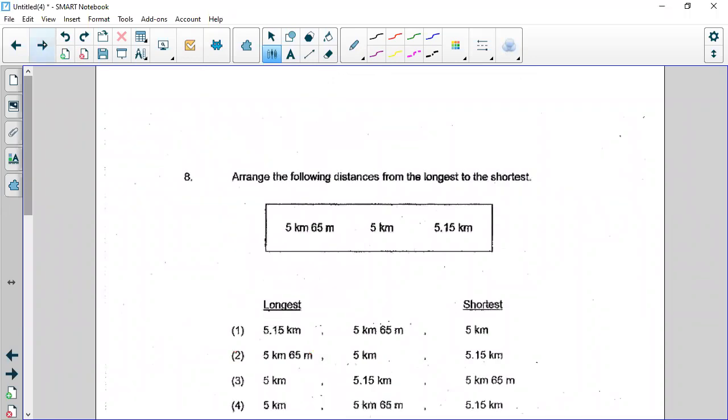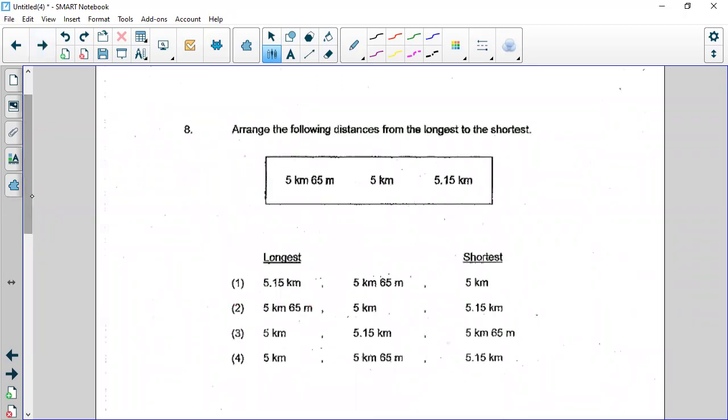Question 8. Arrange the distances from the longest to the shortest. You have to change them all to the same units. So can you change everything into meters?